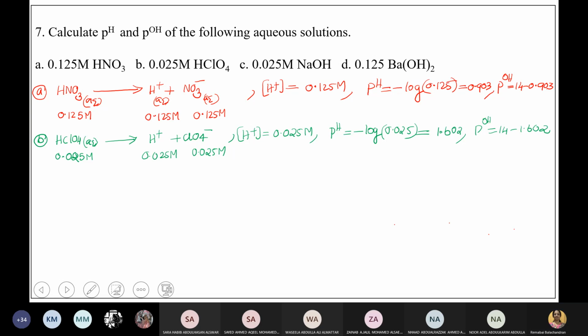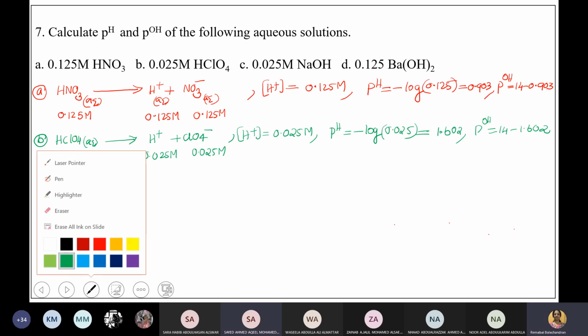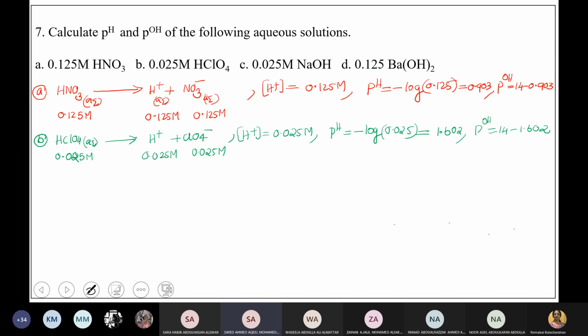Tell me. It's a strong base, so the same concept. C is a strong base. Yes, it's from group 1. It's a strong base. So what equation should I write? NaOH aqueous, with one side arrow, Na plus aqueous plus OH minus aqueous. Okay, so concentration is 0.025 molar. This is 0.025 molar. This is 0.025. Yes. Now what's the next step?